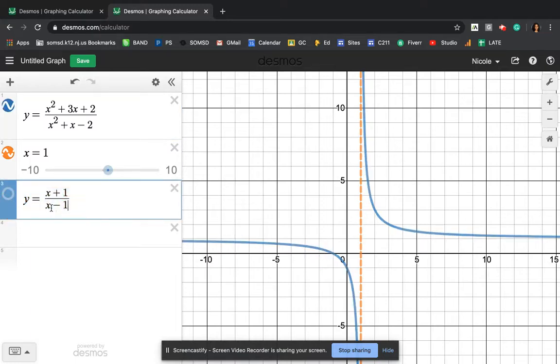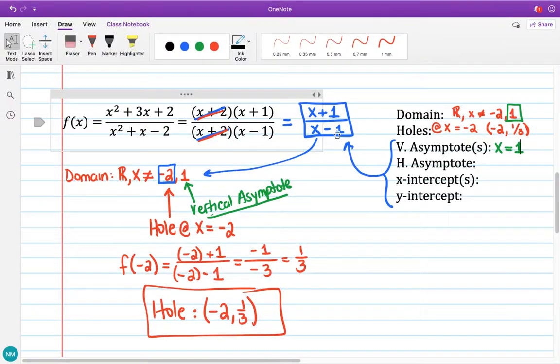So my vertical asymptote is at x equals 1. My x-intercept, let's look. So now I can find everything else. My horizontal asymptote is going to be, it's x over x. It has the same degree, so therefore it is going to be y equals leading coefficient over leading coefficient, 1/1, which is 1.